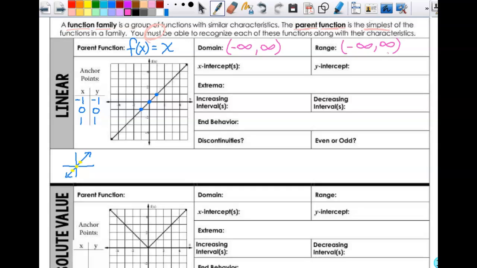Okay. My x-intercepts, how many times does it cross the x-axis? Once. And it's right here. That point is 0, 0. And since it says intercept, you write it as an ordered pair. What's my y-intercept? 0, 0. And then, where it says extrema, what I really meant, and I did it wrong, I really meant critical points.